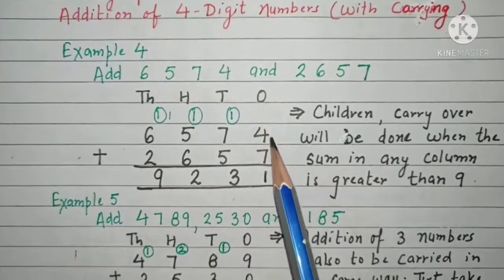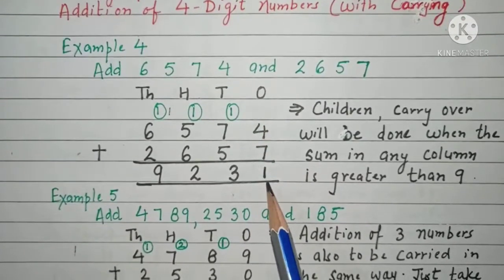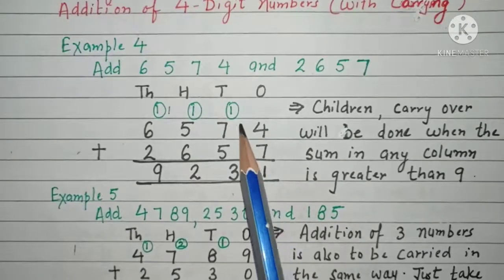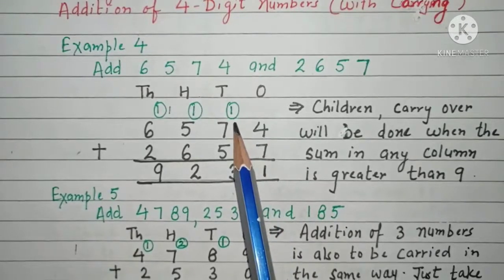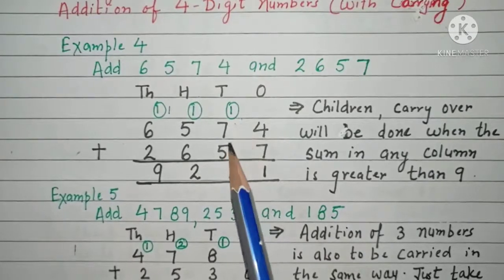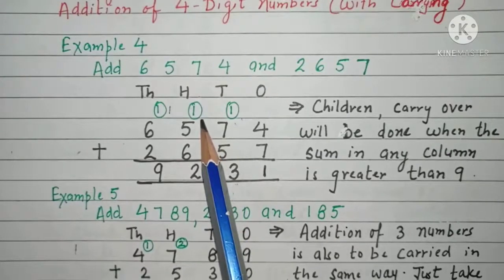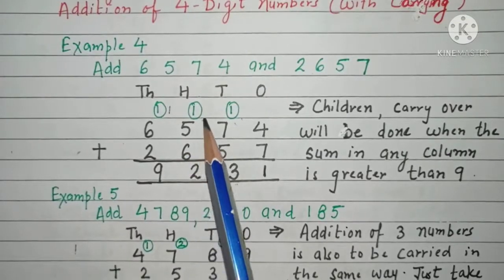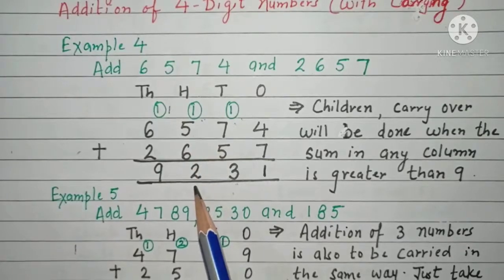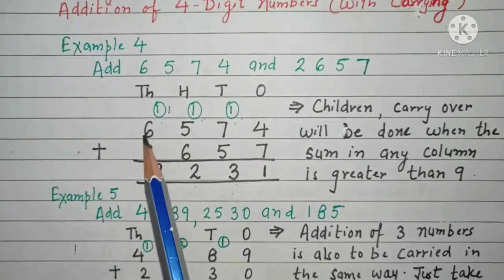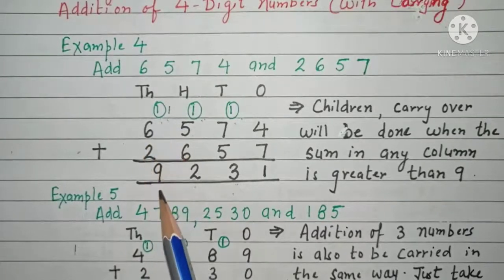First add 7 and 4 is 11. 11 is a two-digit number. So we will place 1 in ones column and 1 carryover will go to the tens column. 7 and 1, 8, 8 and 5, 13. Again 13. So 3 will remain in tens column and 1 will go to the hundreds column. So 6 plus 1, 7 plus 5, 12. 2 in the hundreds column and 1 will go to the thousands column. So 6 plus 1, 7 plus 2 is 9.